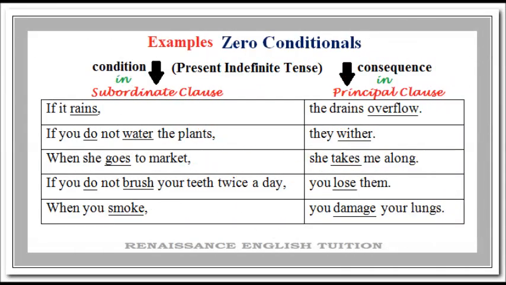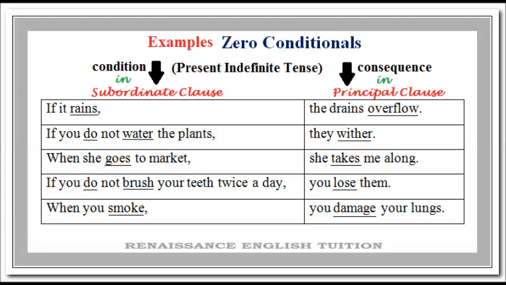In zero conditionals, the subordinate clause with a condition starts either with if or when. The independent or principal clause is in the simple present or present indefinite tense or imperative form. But here we would talk only about the present indefinite tense. See examples. If it rains, the drains overflow.